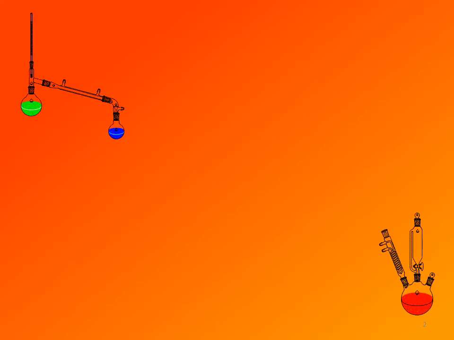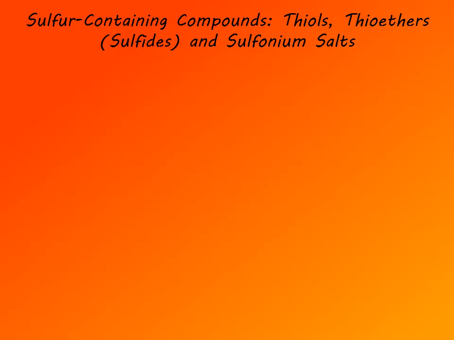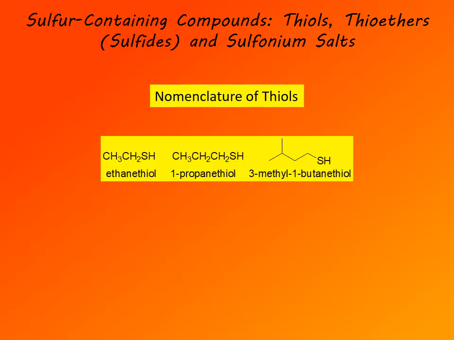In this video, we are going to look into reactions of sulfur and nitrogen compounds. First, we are going to examine sulfur-containing compounds, and those are thiols, thioethers or sulfides, and sulfonium salts. First, we are going to briefly look at nomenclature of thiols.